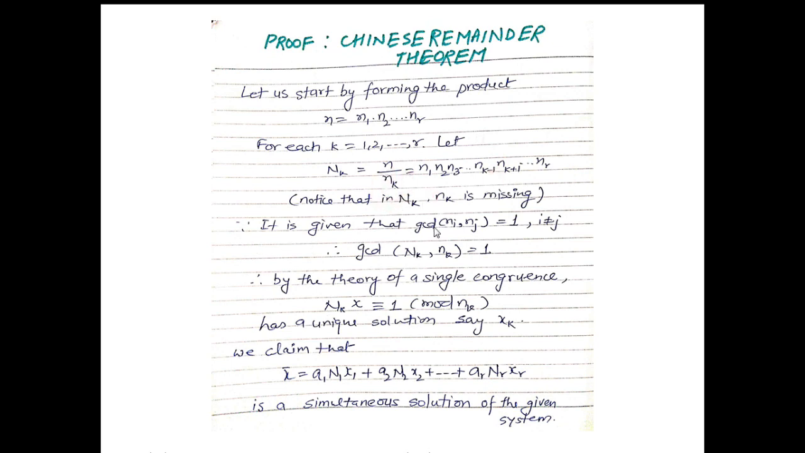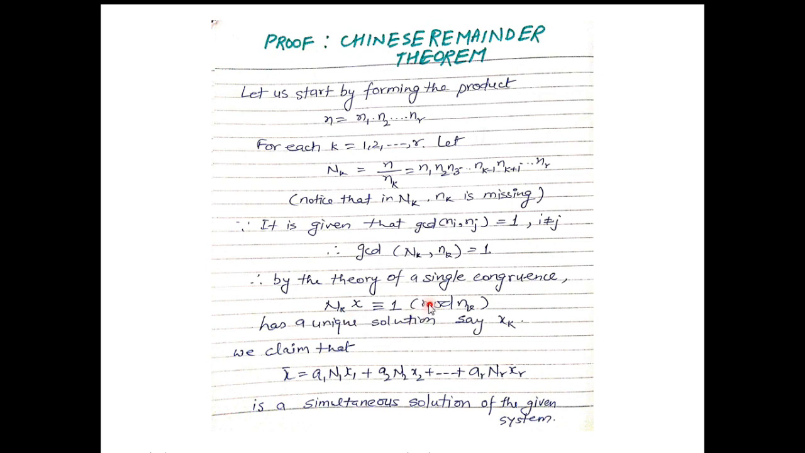Since it is given that GCD of ni and nj is 1 for i not equal to j, they are relatively prime. Therefore GCD of capital Nk and small nk is 1. Therefore they are also relatively prime. Therefore by the theory of a single congruence, this congruence Nk x is congruent to 1 modulo nk has a unique solution because GCD is 1.